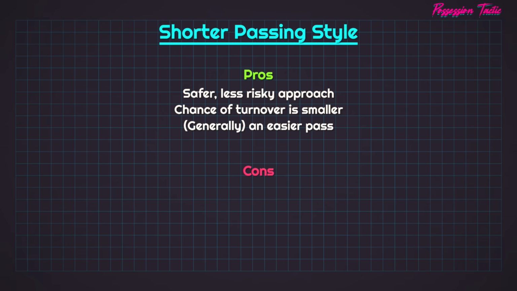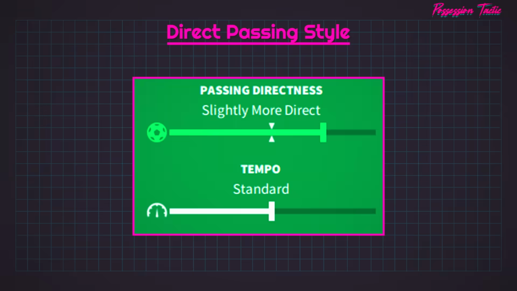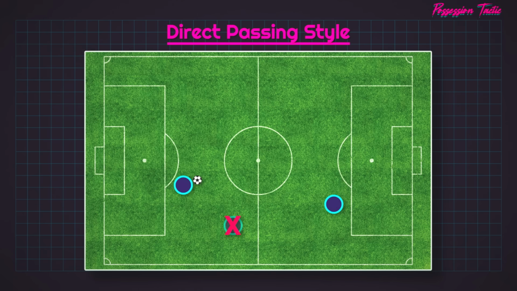The downside is the opponent has more time to get in their defensive shape, as well as being tougher to break down. And the less aggressive nature in passing could lead to static play from our attack. On the other hand, a direct passing style tells my player to bypass his teammate here and pass it directly to the player up the field. This is the aggressive, more risky approach to passing.